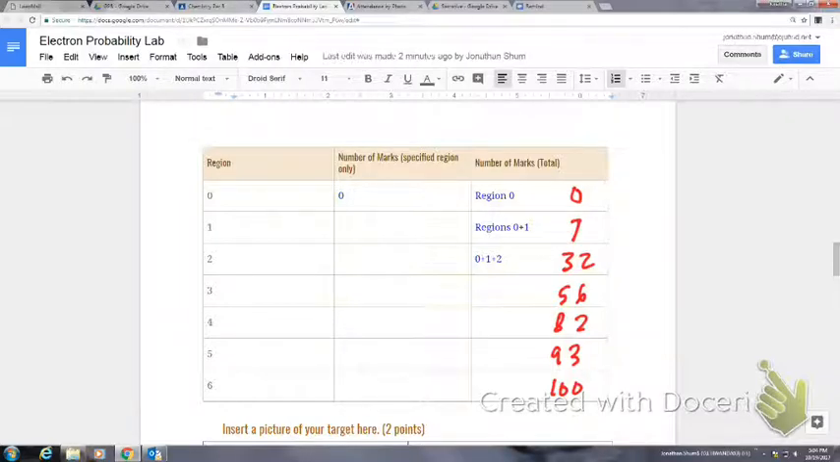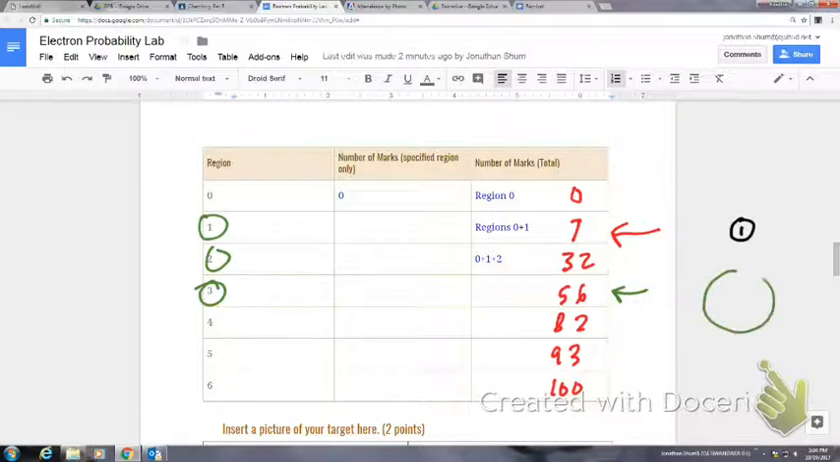So basically what you're doing is, like right here, the way you figured this out was, this is region 0 plus whatever region 1 is, right? So there are 7 dots within here. 32. So let's just do this example. There are 56 total dots within regions 3, 2, and 1. So here's region 3, here's 2, and here's 1. So within this whole region, there are 56 dots.